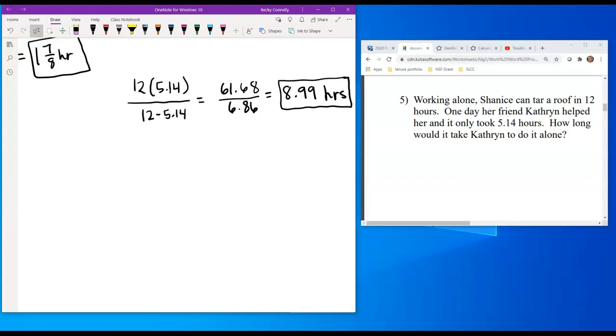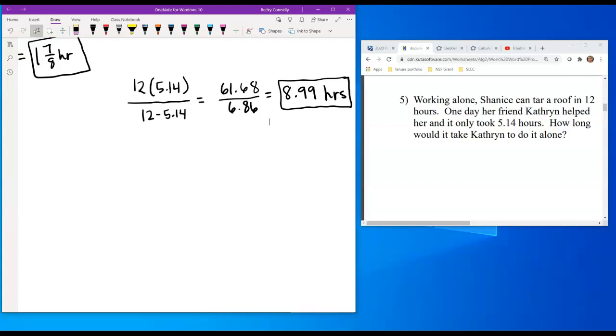Well, I'm just more used to setting it up like 1 over 12 plus 1 over x equals 1 over something, the one job. Okay, yeah. Figure out the 5.14 in the fraction.